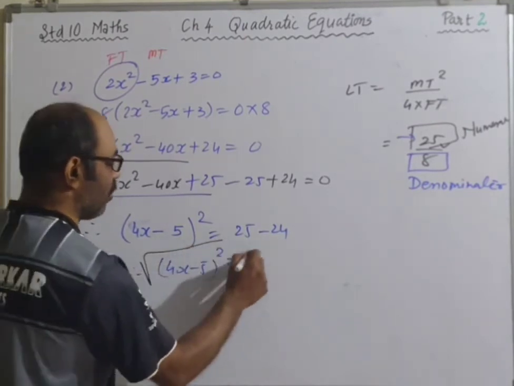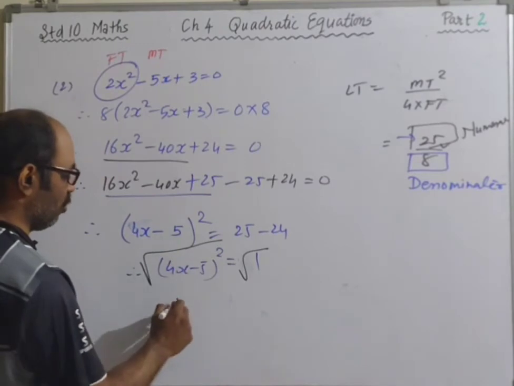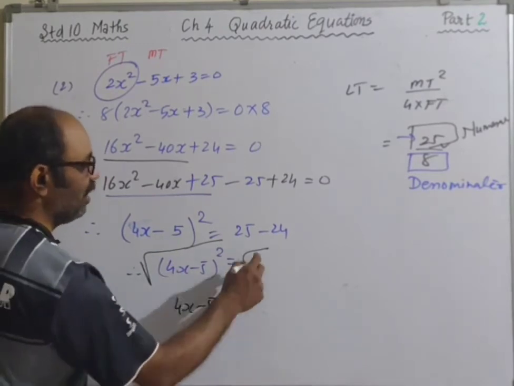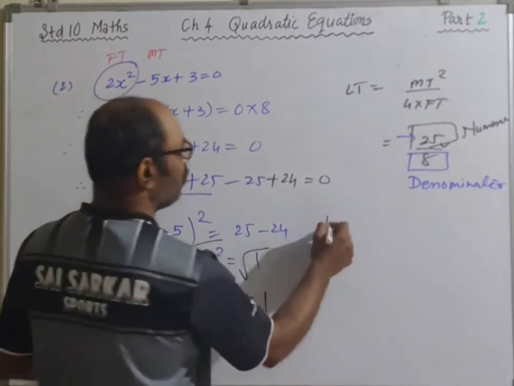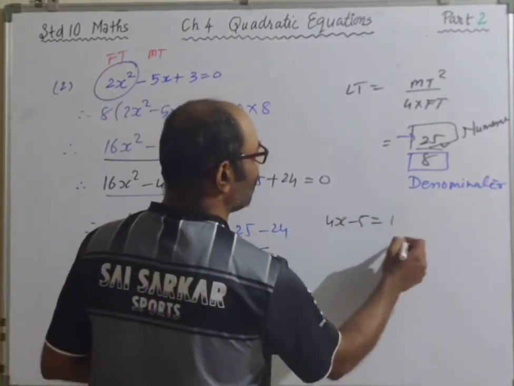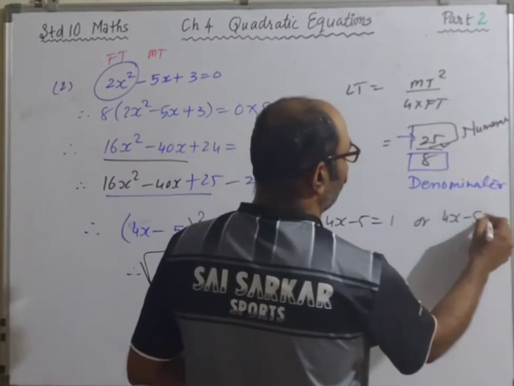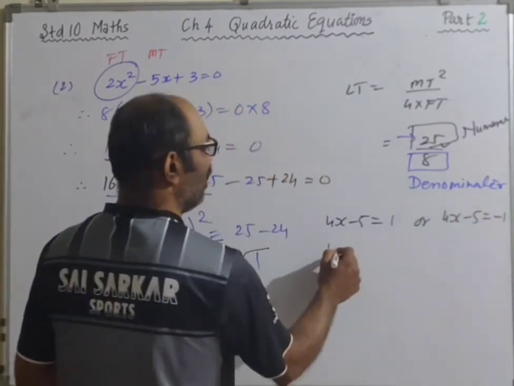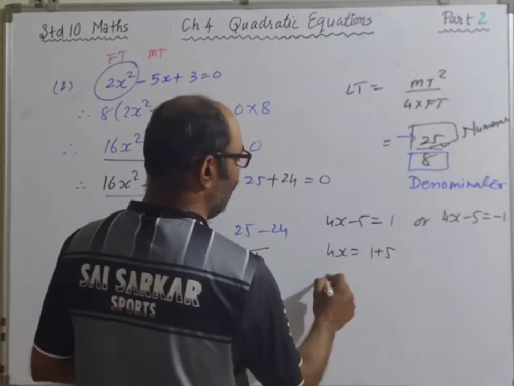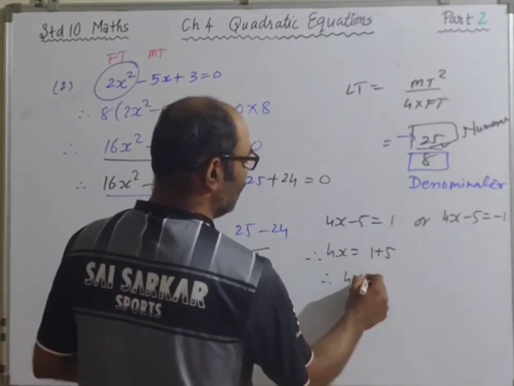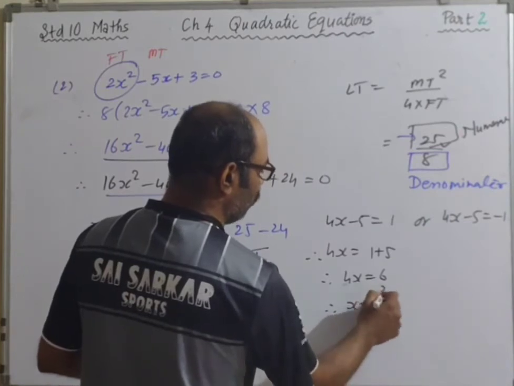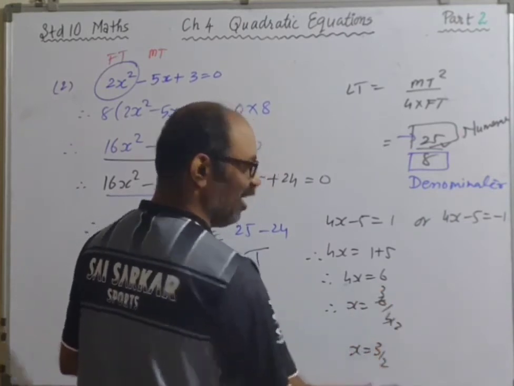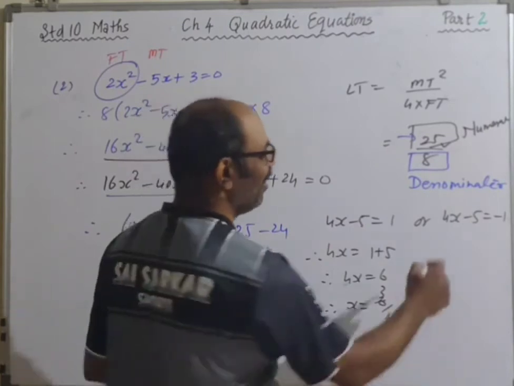Now you take the square root. So the square is gone. 4x minus 5 is equal to plus 1 or minus 1. So 4x minus 5 is equal to plus 1, or 4x minus 5 is equal to minus 1. Simplify. 4x is equal to 1 plus 5. Therefore, 4x is equal to 6. Therefore, x equal to 6 by 4. 2 2s are 4, 2 3s are 6. Therefore, x is equal to 3 by 2.